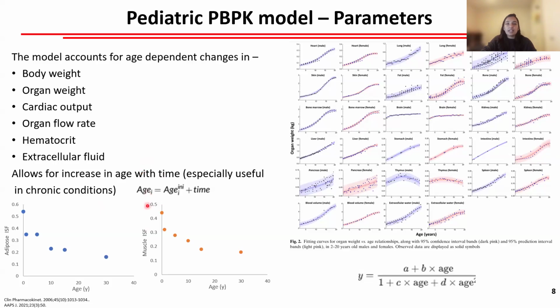Because monoclonal antibodies are often administered chronically over very extended periods of time, it was really important for us to account for changes in physiological parameters across these extended periods. To account for this, the model dynamically updates all physiological parameters throughout the simulation time, allowing the age, body weight, organ weights, blood flows, and all other characteristics to change continuously. This enables a much more physiologically realistic representation of antibody PK in growing pediatric patients.